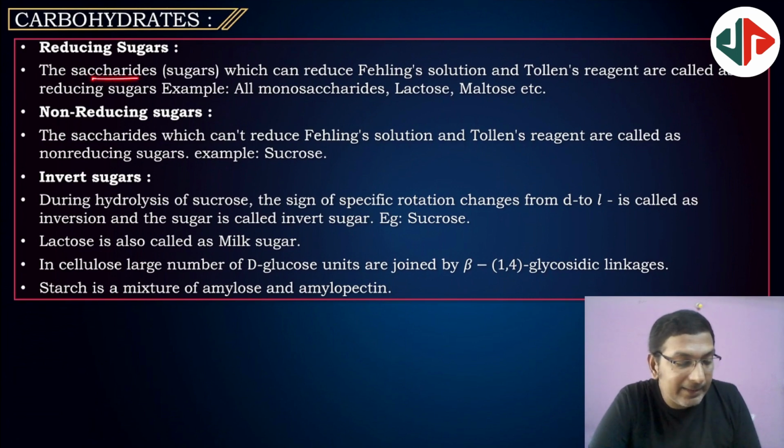The saccharides which can reduce Fehling's solution and Tollens' reagent are known as reducing sugars. So, very important, reducing sugars. In carbohydrates, these points are very important. Next, non-reducing sugars. The saccharides which cannot reduce Fehling's solution and Tollens' reagent are non-reducing.